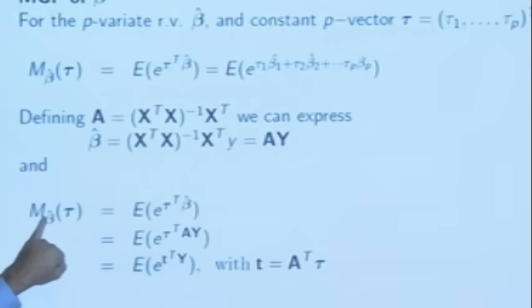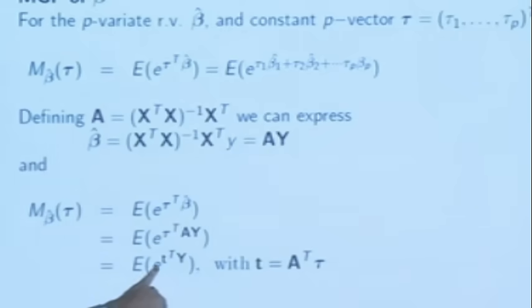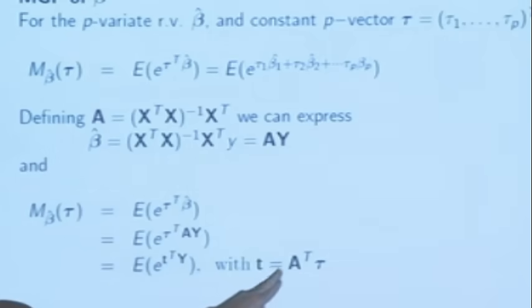And then we can say that this moment generating function for beta hat is equal to the expectation of e to the t transpose y, where little t is A transpose tau. So, well, we know what this is. This is the moment generating function of y, evaluated at the vector little t. And so we just need to plug in for little t that expression A transpose tau. So let's do that. And when you do that, it turns out to be e to t transpose mu plus that.